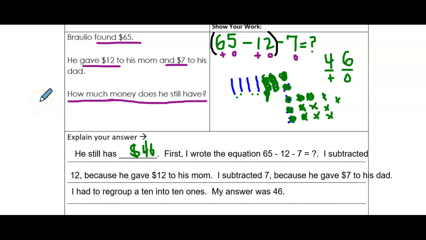Now remember, boys and girls, we're explaining what we did now. So your explanation should look something like this. First, I wrote the equation 65 minus 12 minus 7 equals question mark. I subtracted 12 because he gave $12 to his mom. See, it says it right here in the problem. I subtracted 7 because he gave $7 to his dad. And here it is in the problem.